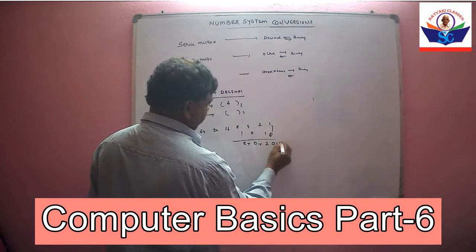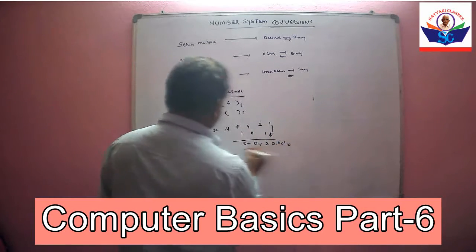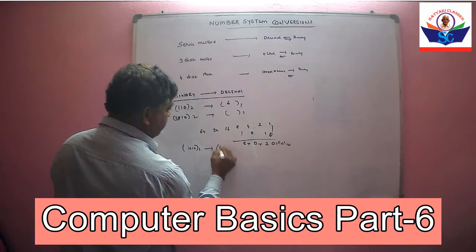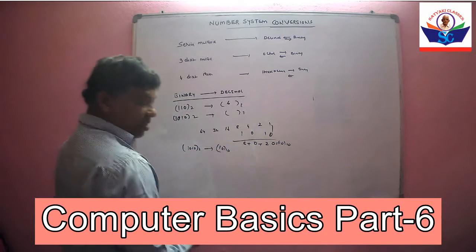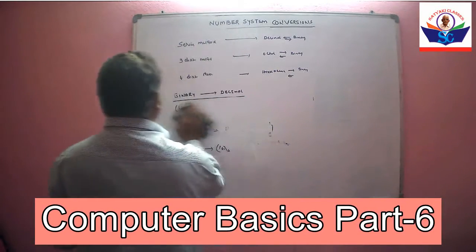Add. This is called 10 in decimal number. So 1010 in binary is equal to 10 in decimal number. Now we will take another example.